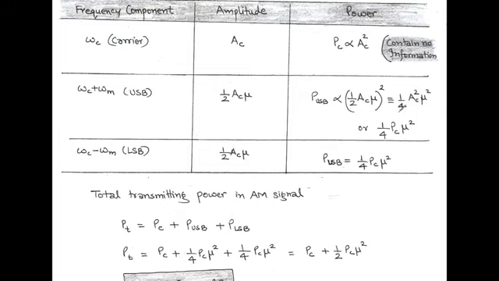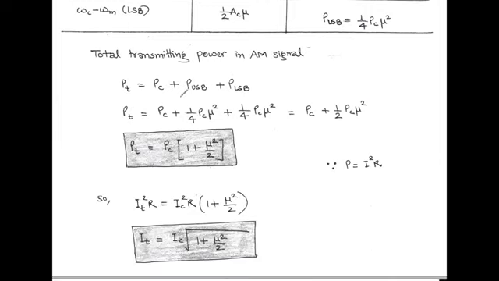So the power of the upper sideband is 1 upon 4 Ac square into mu square. Now as carrier power is directly proportional to Ac square, in place of Ac square we can write carrier power, that is Pc. So we get power of the upper sideband is 1 upon 4 Pc into mu square. This is also equal to the power of the lower sideband. Now we are ready to determine the total transmission power.